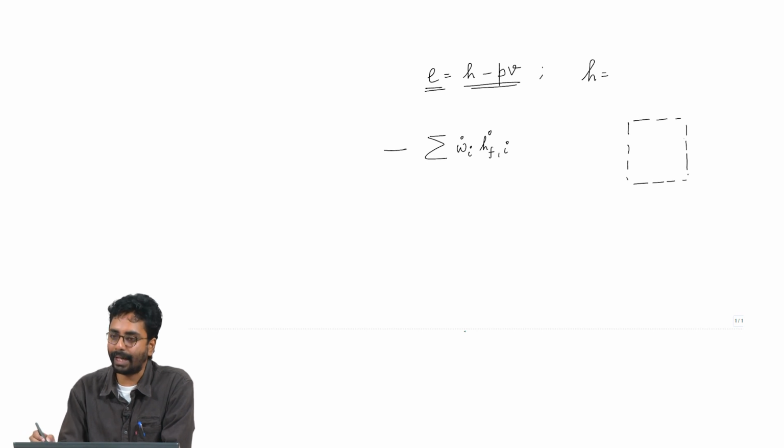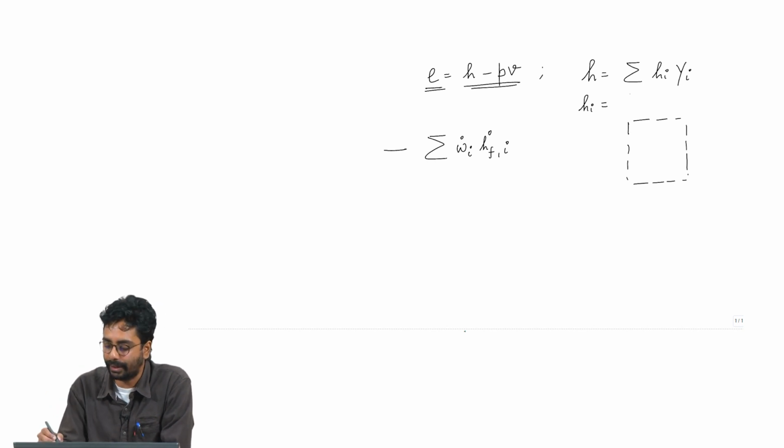This can have a mixture of species. So the enthalpy content of this control volume will be the sum of the enthalpy of all the components that are present inside, H_i into the mass fraction of that component. And each one of these H_i's, the enthalpy of a component i, for example, enthalpy of carbon dioxide, will be the enthalpy of formation of that component i plus the sensible enthalpy.